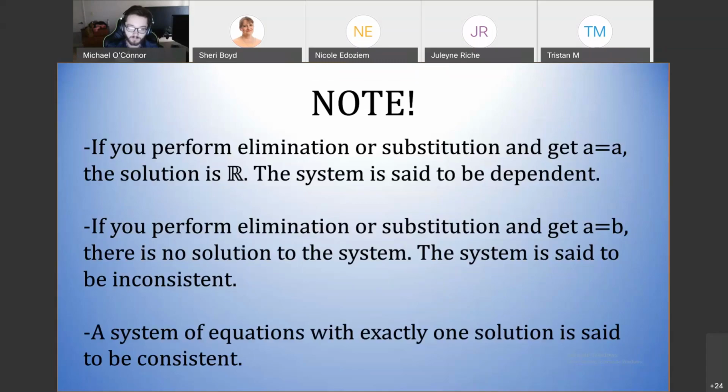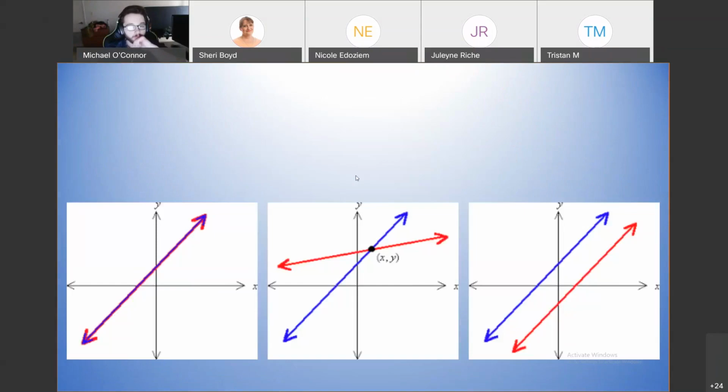Does that make sense, everybody? Yes. Okay, I'll give you guys a second to write down the terms if you need to.